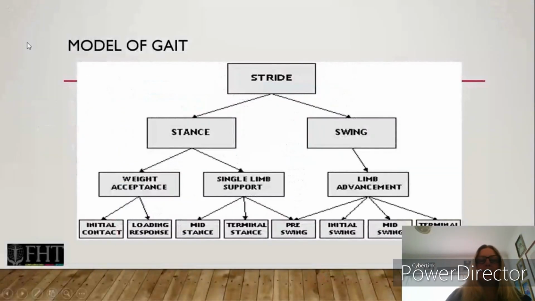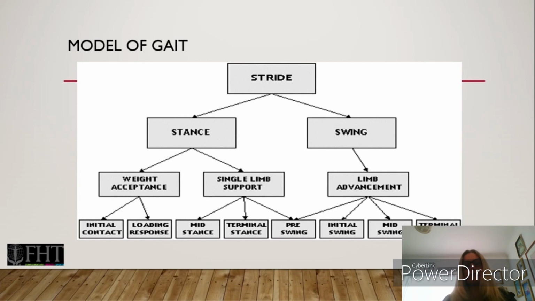So now I'm going to look at the breakdown of gait. So gait we can actually break down into 8 sections. So we've already mentioned we have stride, we have the stance, and we have the swing. Within the stance one, we have weight acceptance and single limb support. And within the swing, we have limb advancement, so how we move forward when we walk. As you can see at the bottom, there are 8 sections.